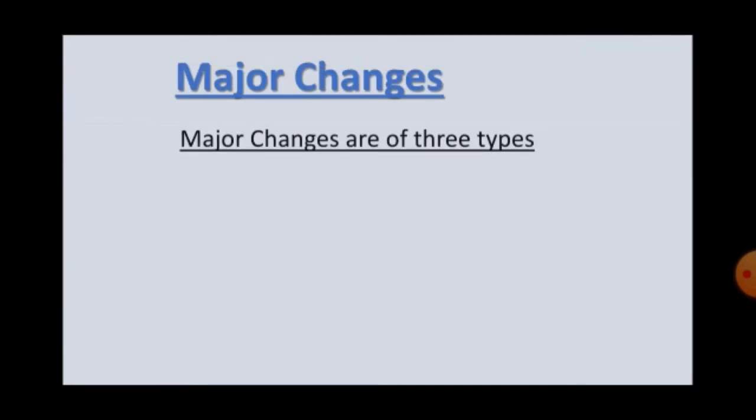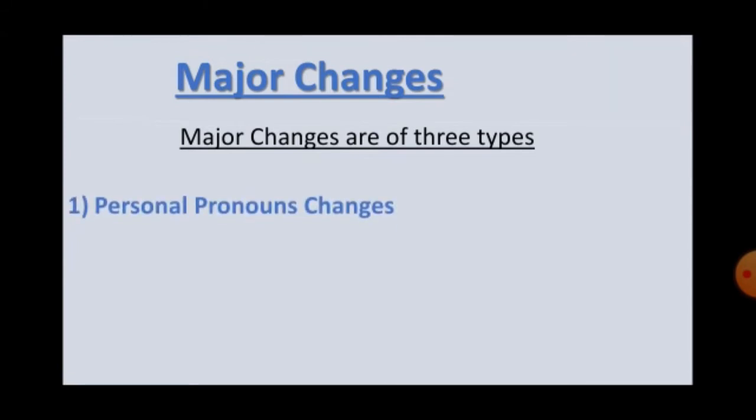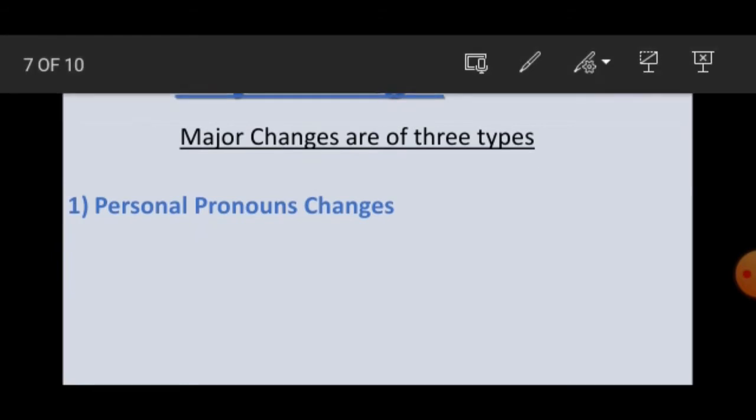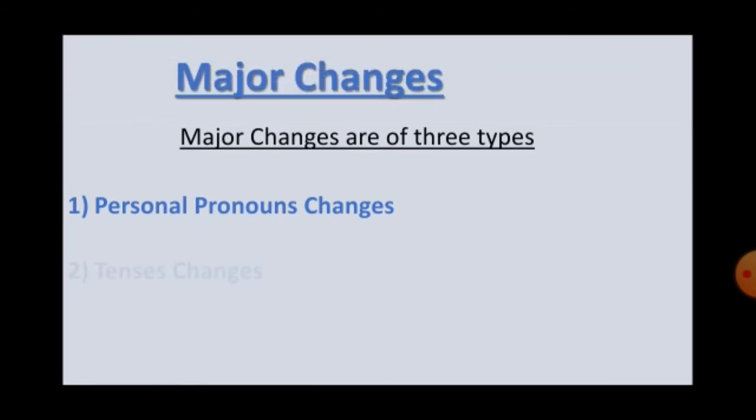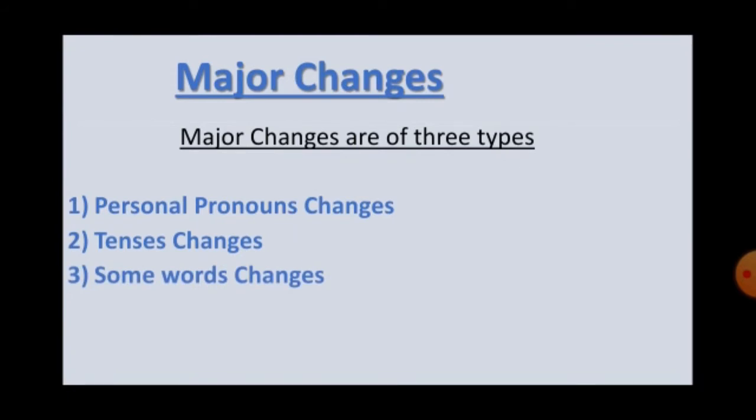Now I move towards our major changes. So what are major changes? Those changes which occur inside the inverted commas are called major changes. And there are three types of major changes: first, personal pronoun changes; second, tense changes; and third, some word changes, I can say some adverb changes. Okay, so now I move towards our first major change.